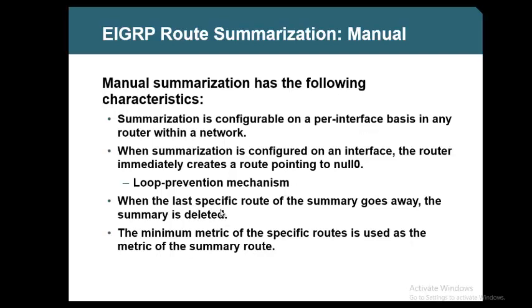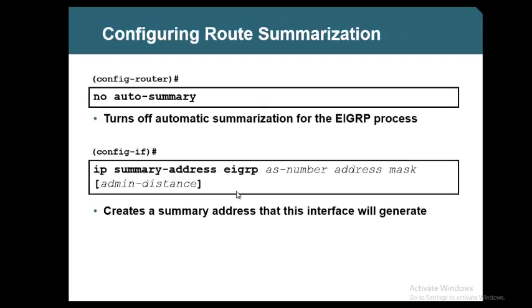Now, when will the update stop going? Only if all the specific routes go off. If I have a different metric for different networks which we are going to summarize, the lowest metric, the minimum metric of those networks will be utilized. All right, this is what we used. These are the commands we used: auto-summary and IP summary address, EIGRP.